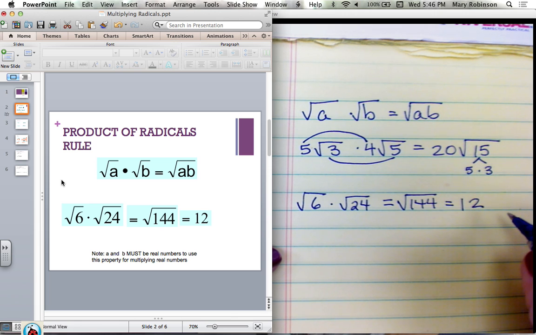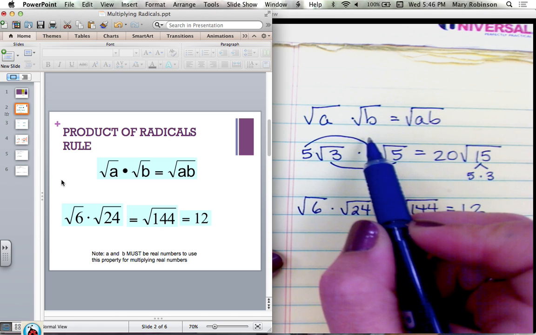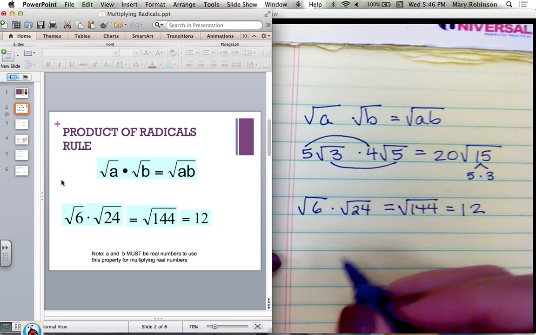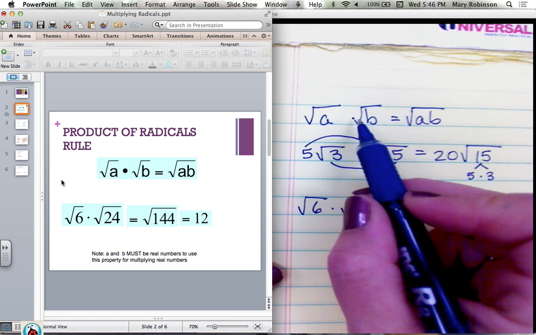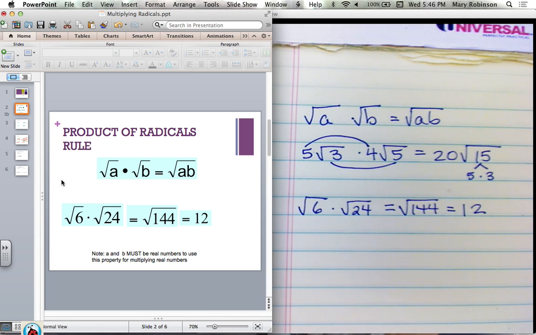Note, however, that a and b, meaning your radicands, must be real numbers to use this property for multiplying real numbers. If we were to end up with one that had an even root of a negative, it would be non-real, and therefore we would not be able to multiply.